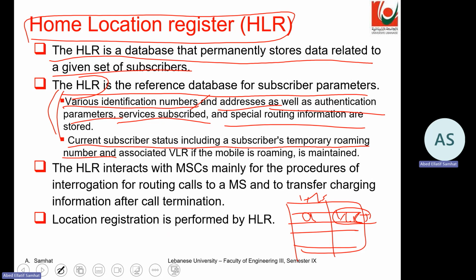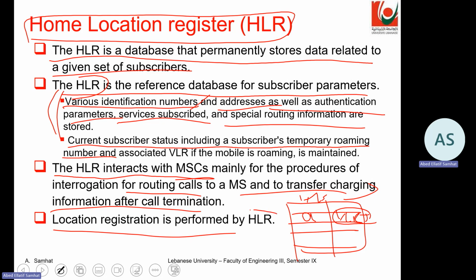When the HLR interacts with the mobile switch center, it interacts for the different procedures regarding the routing of calls, transfer, charging, call termination, and so on. Also, location registration is performed by the HLR. As we said, each time the mobile device moves from one area to another, or from one mobile switch center area to another mobile switch center area, the HLR will update, and this is what we call location registration.